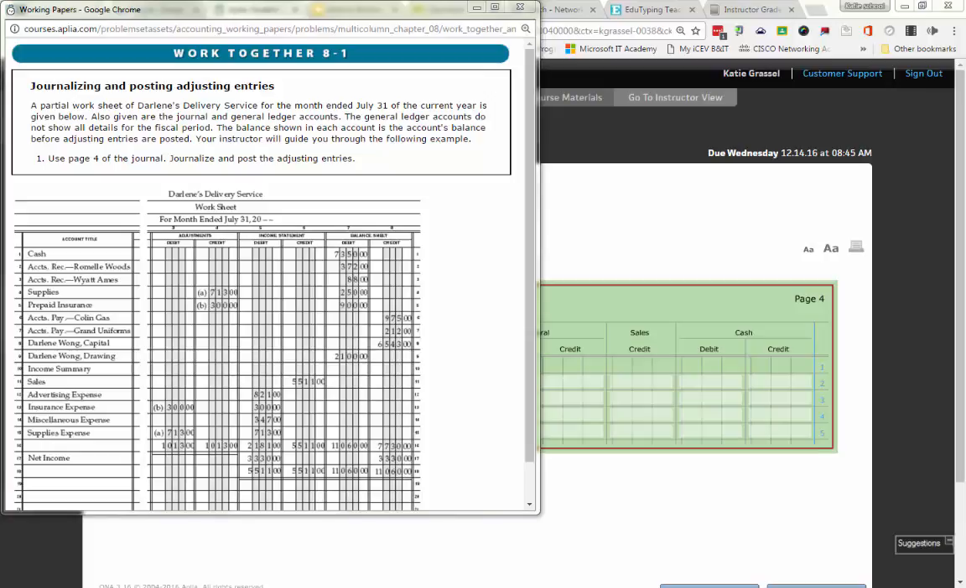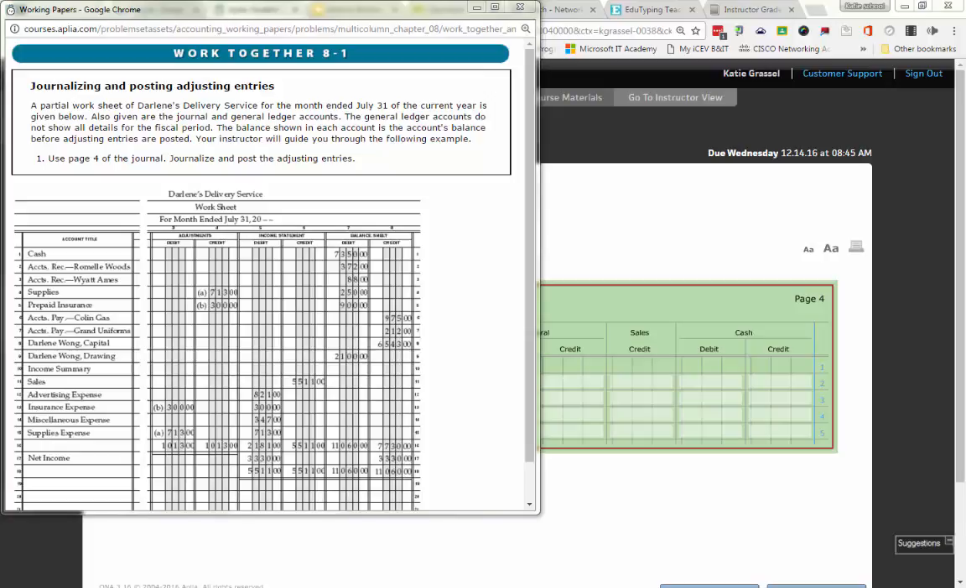So our directions read, a partial worksheet of Darlene's delivery service for the month ended July 31st of the current year is given below. Also given are the journal and general ledger accounts. The general ledger accounts do not show the details for the fiscal period, and the balances shown in each account are the account balances before adjusting entries are posted. Your instruction will guide you through the following examples. Number 1, use page 4 of the journal and journalize and post the adjusting entries.